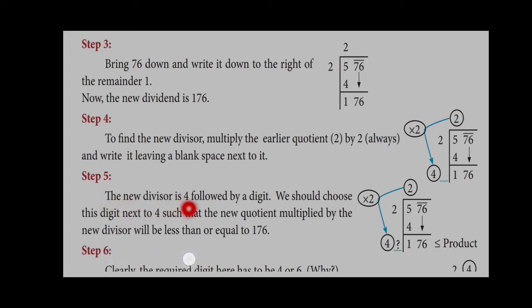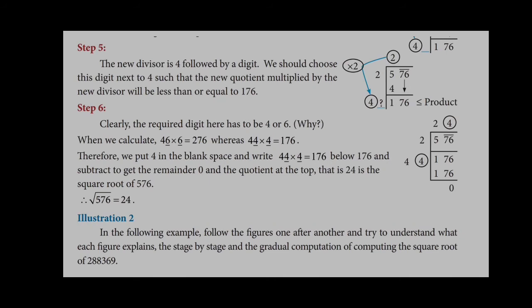The new divisor is 4 followed by a digit. We should choose the digit next to 4 such that the new quotient multiplied by the new divisor is less than or equal to the number. Okay, so here 4 is there. The next digit we have to find should be such that the product is less than or equal to the number. Understand? So clearly the required digit here has to be 4 or 6. Why are they given 4 or 6? So see this, 176 is there, so the last digit is 6. So in which table, in which factor will 6 come?